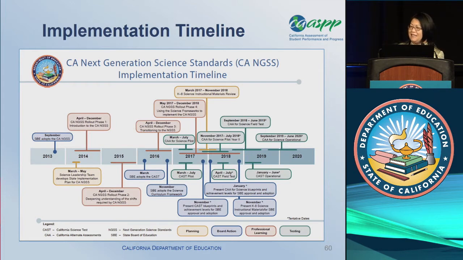Here's the implementation timeline. This timeline displays the steps we have taken to implement the operational CAST and the CAA for Science tests. It shows where we've been, beginning with the adoption of the California Next Generation Science Standards in September of 2013. It moves through where we are now with the CAST field test in 2018. And it orients us as to where we are going with the CAST first operational test in 2019.